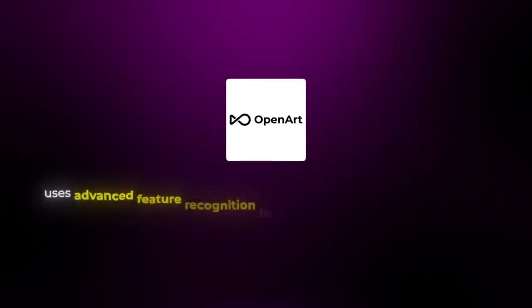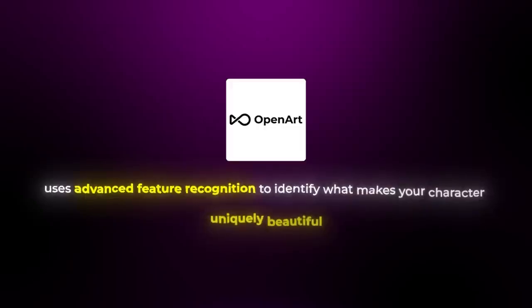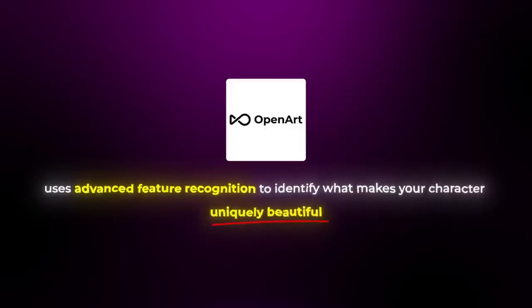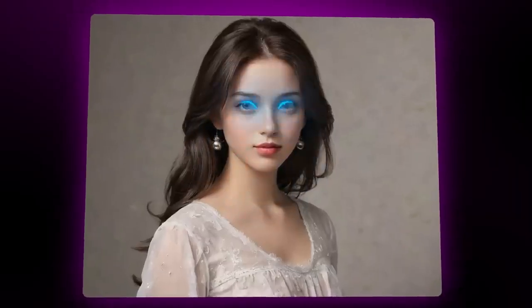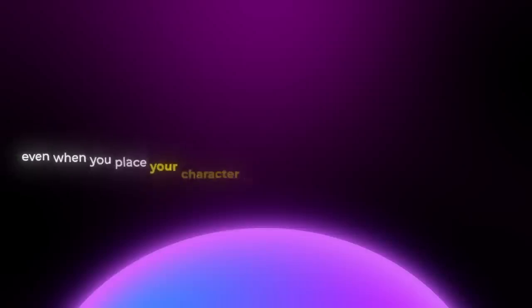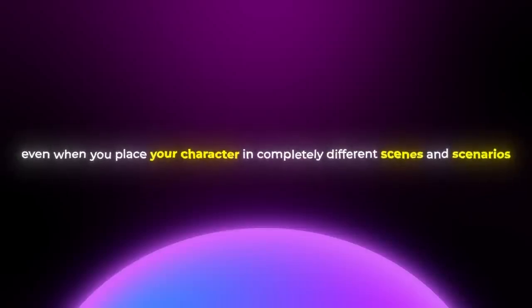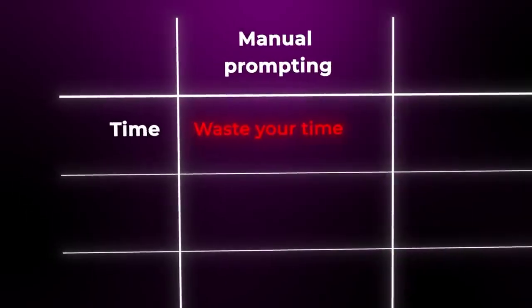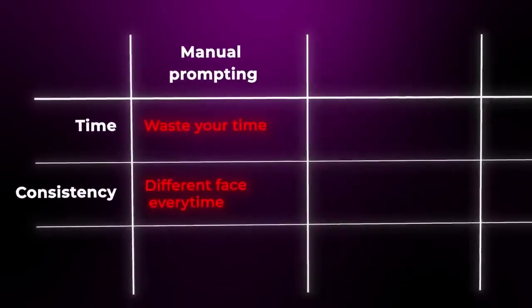Unlike those basic AI generators that treat each prompt as completely separate, OpenArt uses advanced feature recognition to identify what makes your character uniquely beautiful. It saves things like face shape, eye color, hairstyle, even signature clothing pieces, all the little details that make them special. The system learns these features and maintains them across every generation, even when you place your character in completely different scenes and scenarios. So basically, manual prompting wastes your precious time and gives you different faces every time.